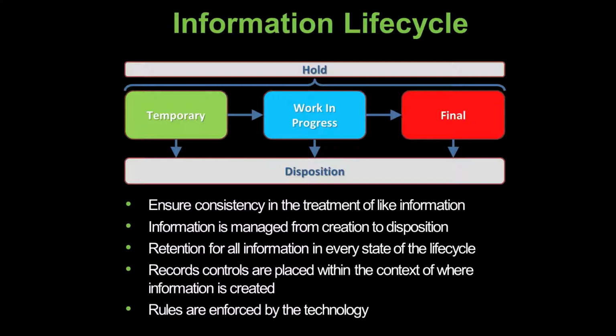And lastly, information lifecycle provides us the ability to enforce rules through technology. By understanding the lifecycle, we can start to apply records management rules using the technology. As it passes through the different stages of its lifecycle, we can use technology to apply the records management controls, thereby reducing a lot of the overhead of relying on end users to make part of those controls as well.